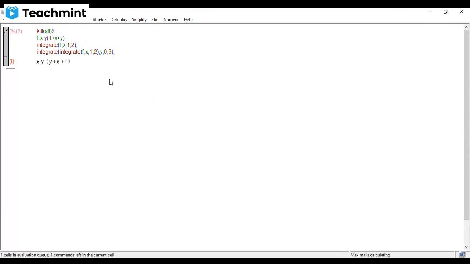Let us see. Your f is x into y into x plus y plus 1. And this is the integration of this with respect to x. First, you are going to integrate with respect to x, isn't it? Integral from 1 to 2, x into y, this. Then that answer is integrated with respect to y from 0 to 3. See here, clearly it shows. Now, let us see what the answer is.